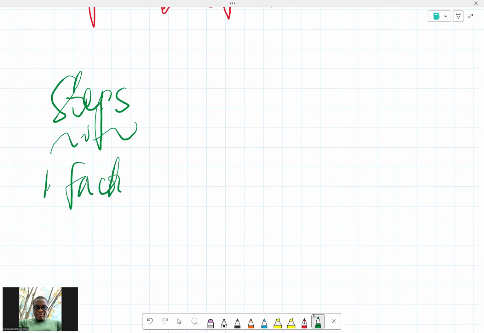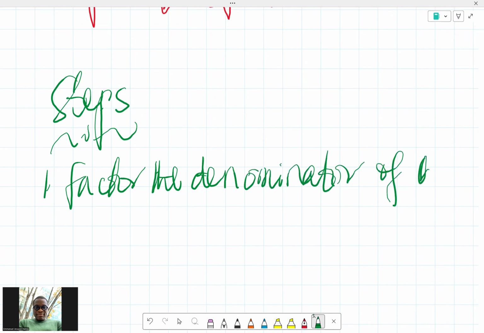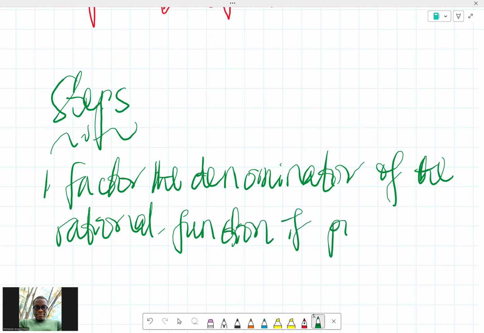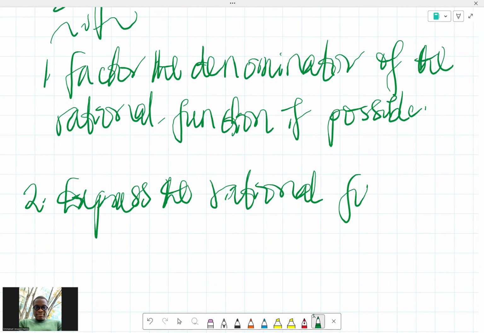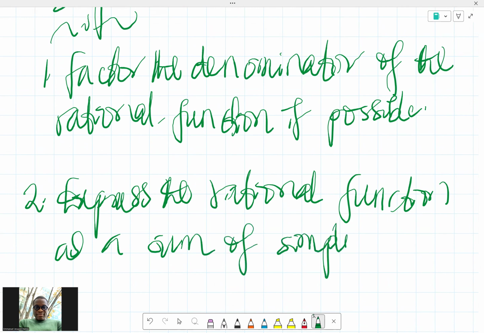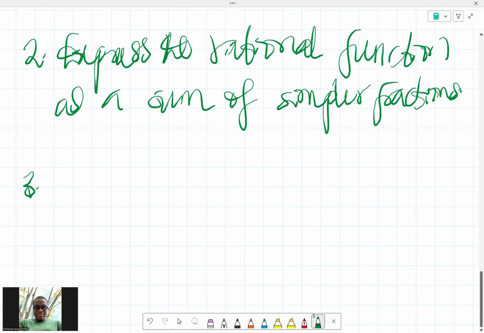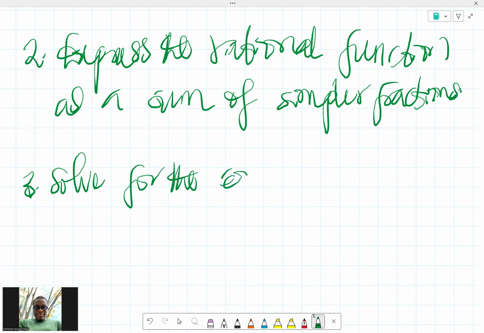The first thing is to factor the denominator of the rational function, if possible. In some cases, they are already factored, so you just go ahead to the next step, which is to express the rational function as a sum of simpler fractions. These simpler fractions are called the partial fractions, but the complex one is what you can call the compound fraction. So it's more like you're resolving compound fractions into simpler fractions. And step three is to solve for the constants in these simpler fractions.